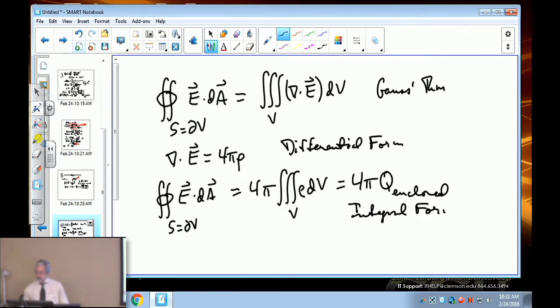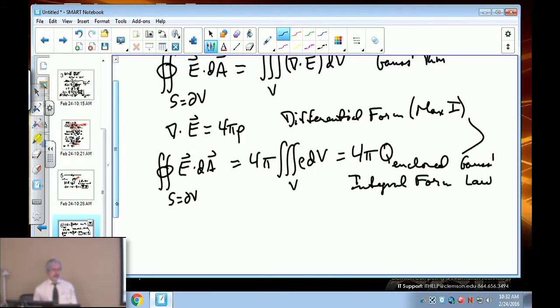This is usually what you see as Maxwell's first equation. Both of these could be called Gauss's law of electrostatics, which is specific to an electric field. So Gauss's theorem is a mathematical theorem. Gauss's law is having to do with the nature of electric fields, the charge density. Now let's look at the same thing.